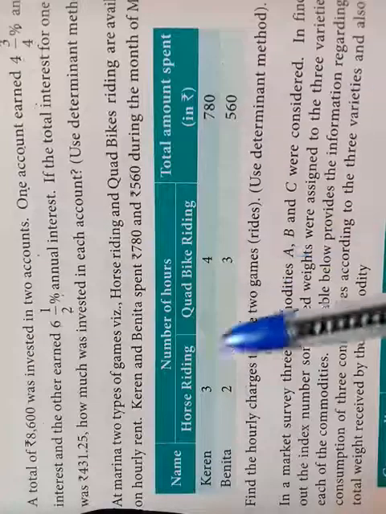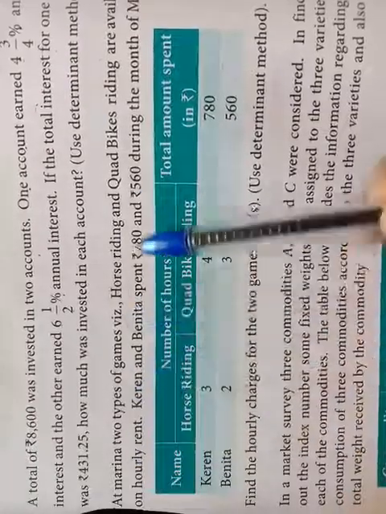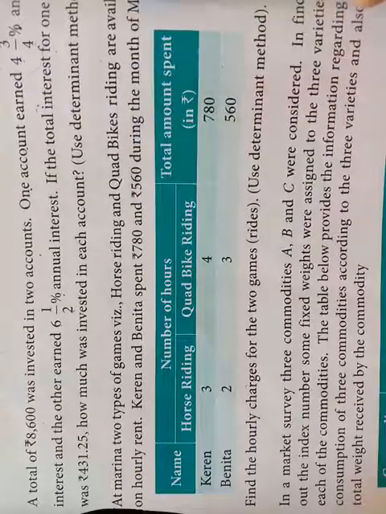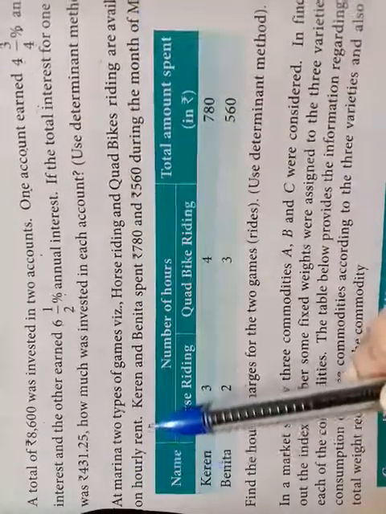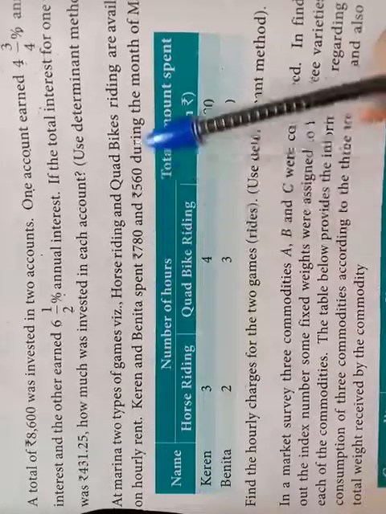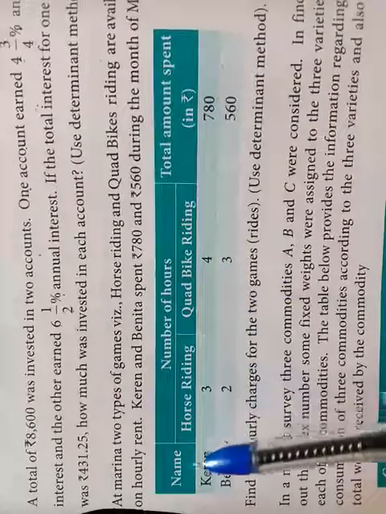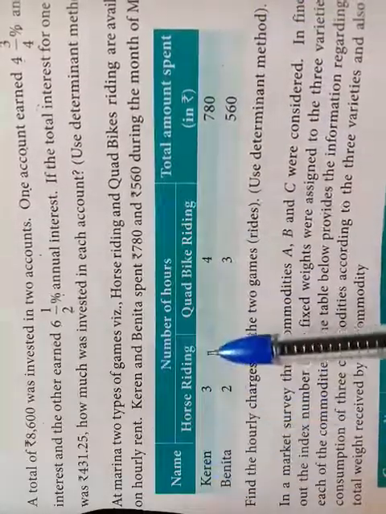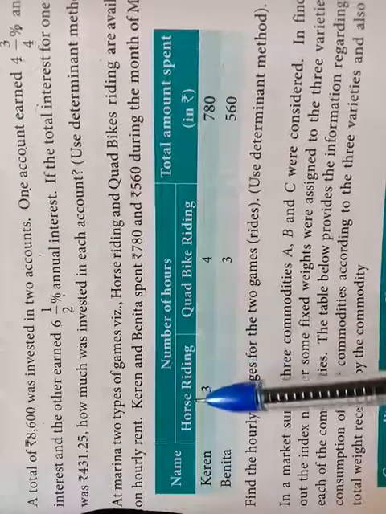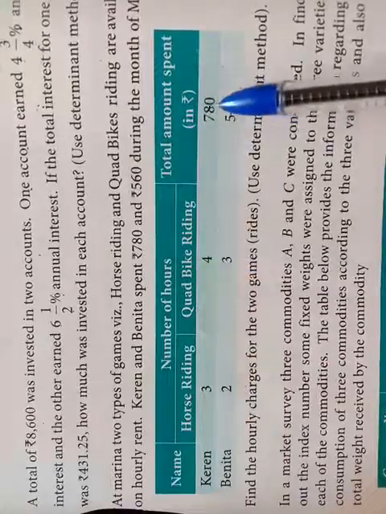The next sum is: at a marina, two types of games, horse riding and quad bike riding, are available, given for hourly rent. Kiran and Benita spent rupees 780 and rupees 560 during the month of May. Here the tabular column is given. From this tabular column, you want to form two linear equations. One is for horse riding, another is bike riding. The amount is also given on this side.